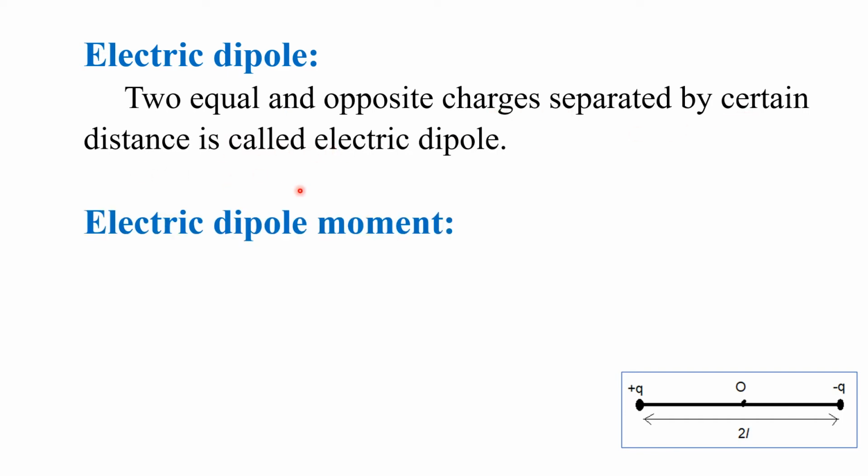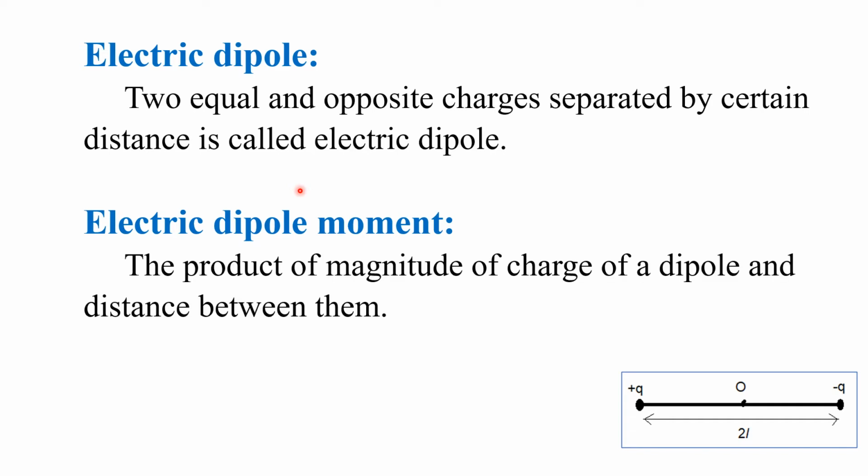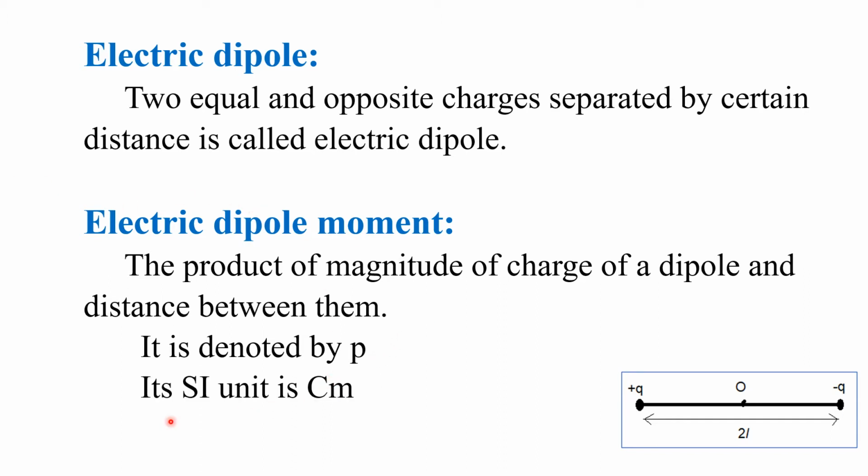The second definition is electric dipole moment. Electric dipole moment is the product of the magnitude of charge of a dipole and the distance between them. It is denoted by the letter P. Its SI unit is coulomb meter and its formula is given by P is equal to Q into twice L. So what is twice L? Twice L is the distance between plus Q and minus Q.